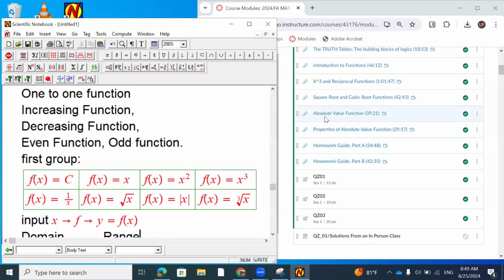One of the functions I would like to call your attention to is the absolute value function, because this function is familiar to us, but also not familiar to us, and it is used extensively. So I have 2 lessons on this function. Please do study this function with great attention.